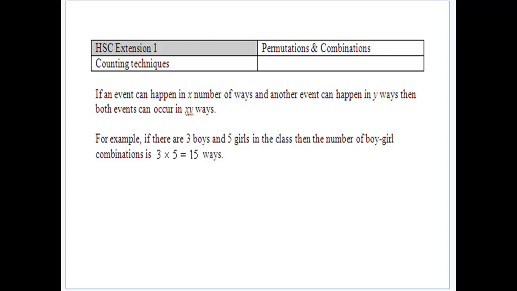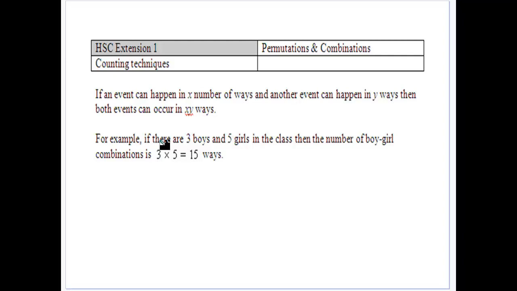We want to look at some counting techniques to help us solve harder probability questions in the Extension 1 course. We call these counting techniques permutations and combinations. One of the first things we want to do though is look at some simple counting techniques, which are pretty much logical, but it helps build into the permutations that we want to do here.